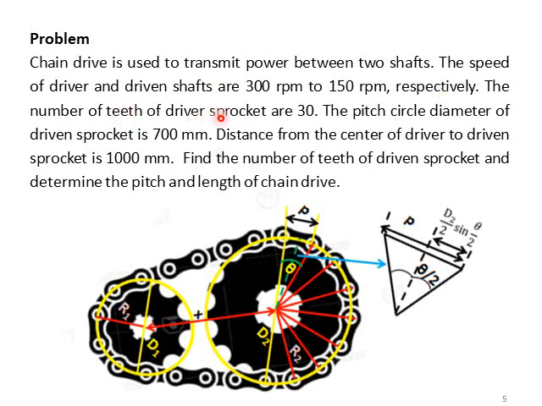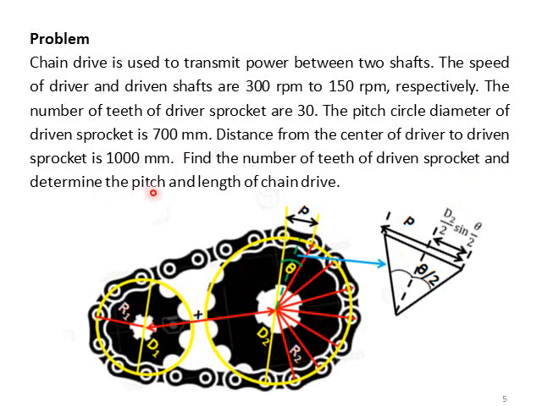The number of teeth of driver sprocket is 30. The pitch circle diameter of the driven sprocket is 700 mm. So the pitch circle diameter D2 is equal to 700 mm. The distance from the center of driver to driven sprocket is 1000 mm, the center to center distance is 1000 millimeter. We have to find what? The number of teeth of driven sprocket. How many teeth are on the driven sprocket?